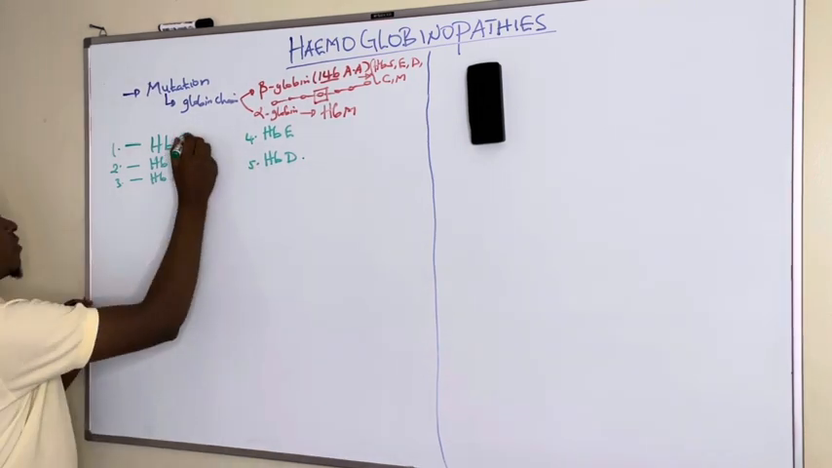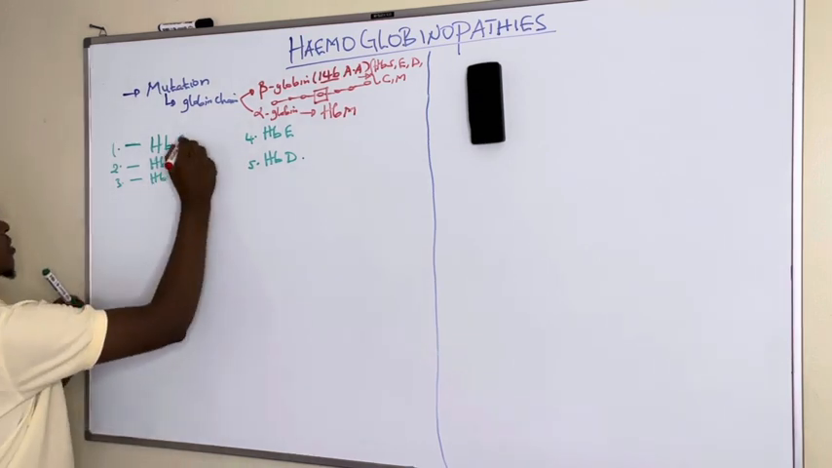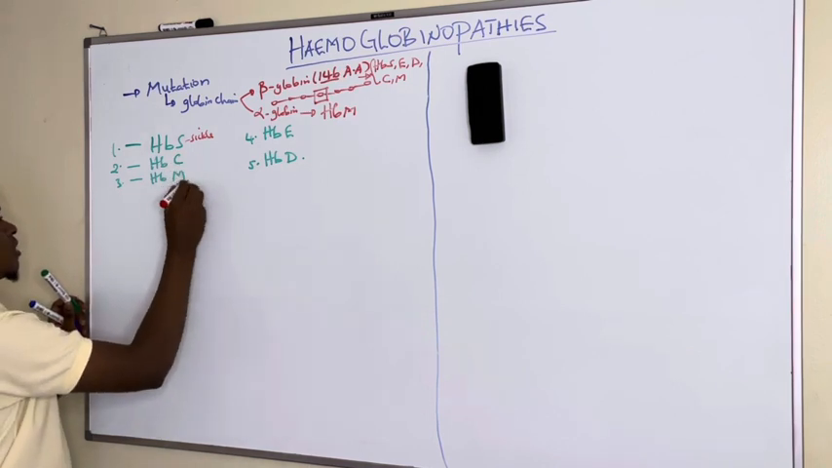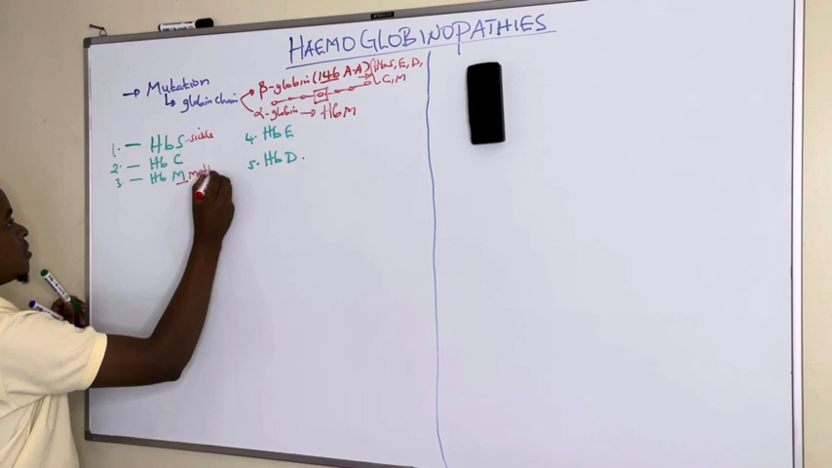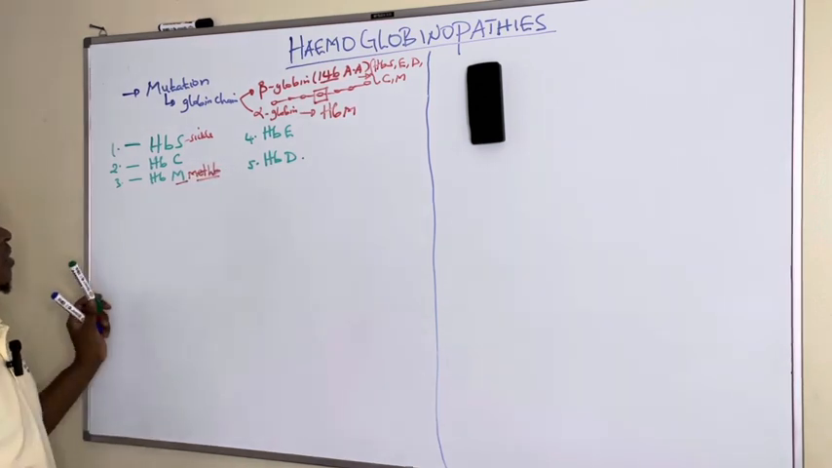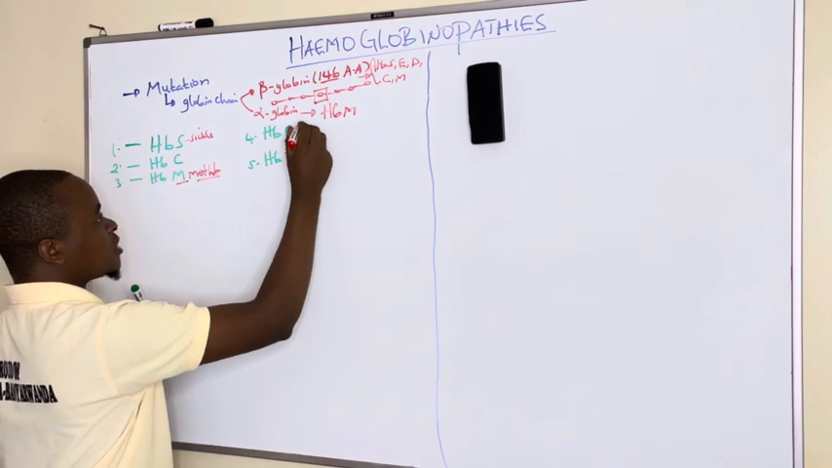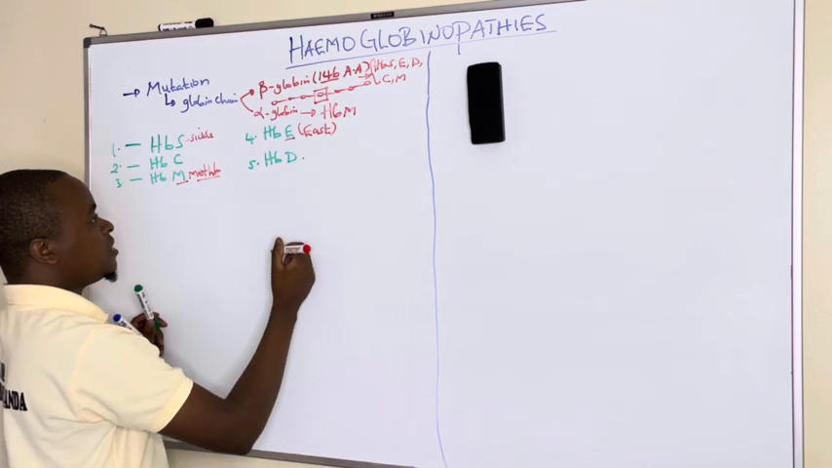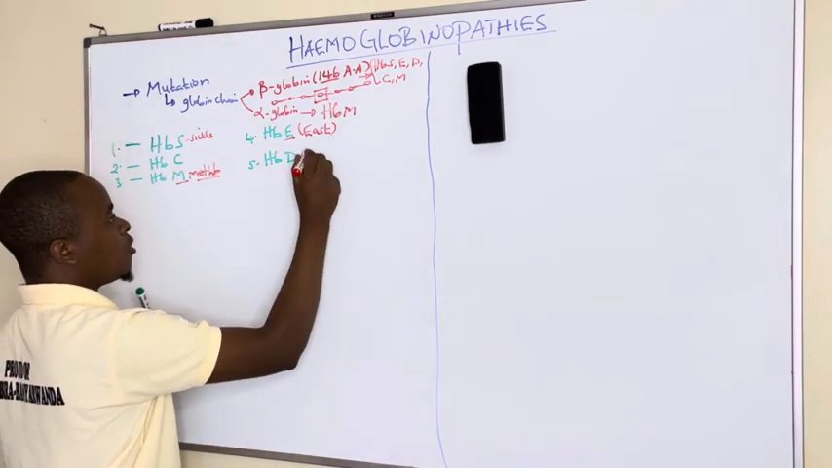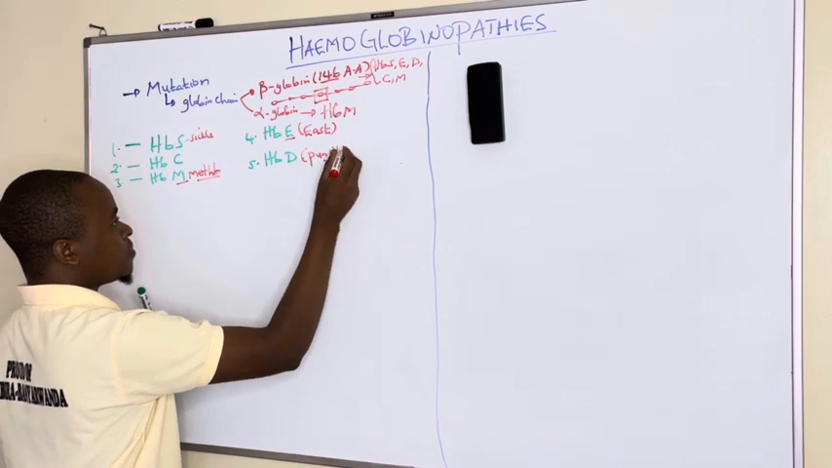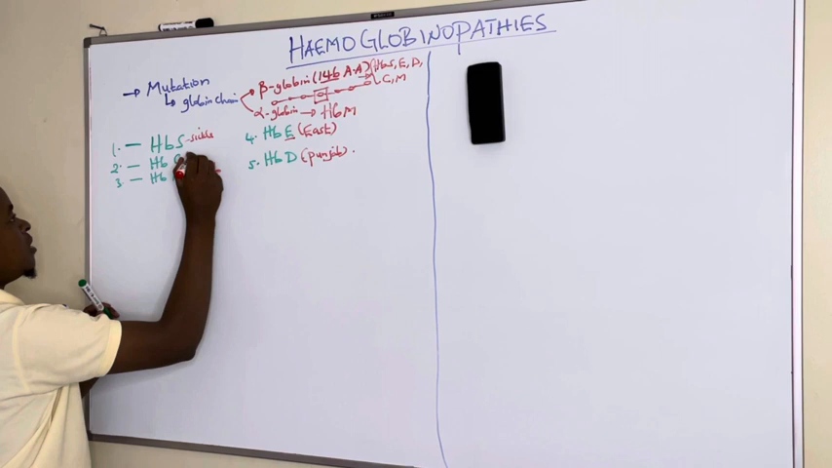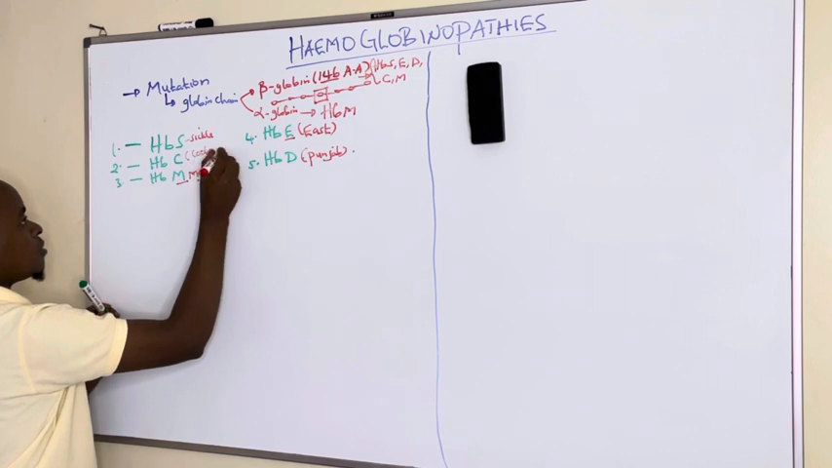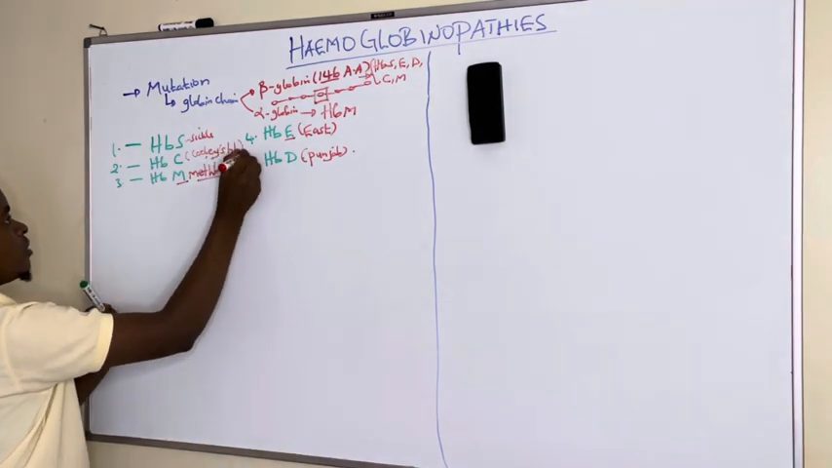HBS is responsible for sickle cell. This one is responsible for hemoglobin C disease. Then this one, M, stands for methemoglobin. This one, HBE, was named because it was first discovered in East Asia, in the Middle East. Sometimes we call it hemoglobin Pujam. Then this is called C because it is called Cooley's hemoglobin. That's why we call it HBC.